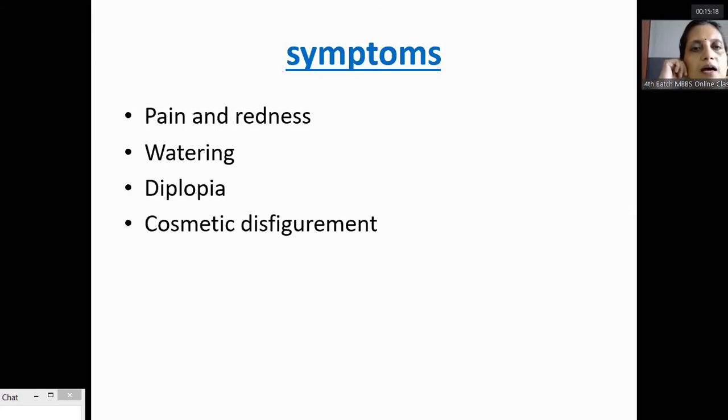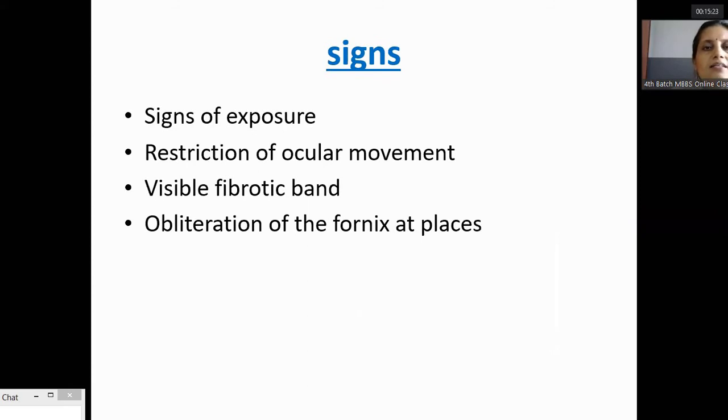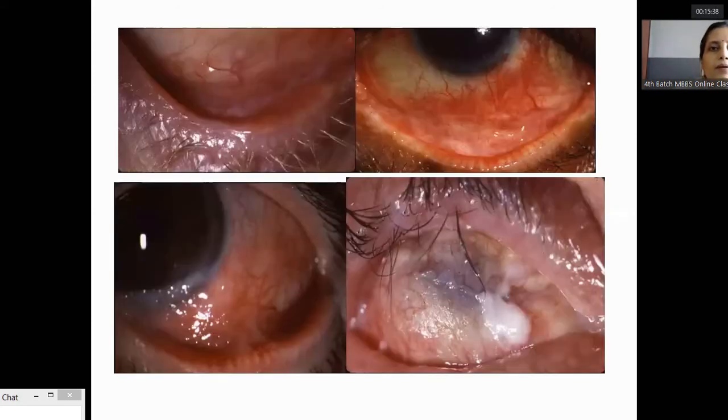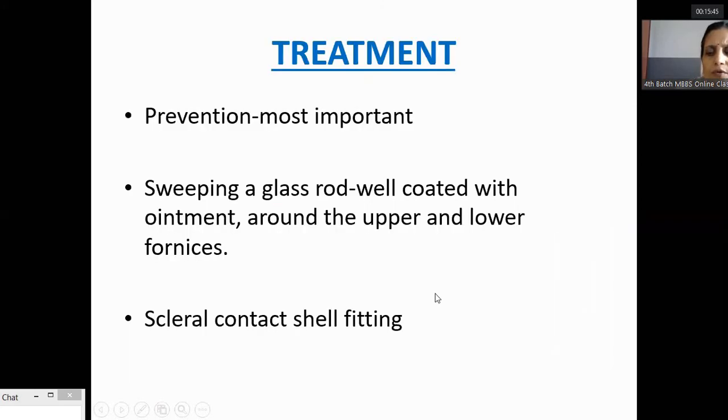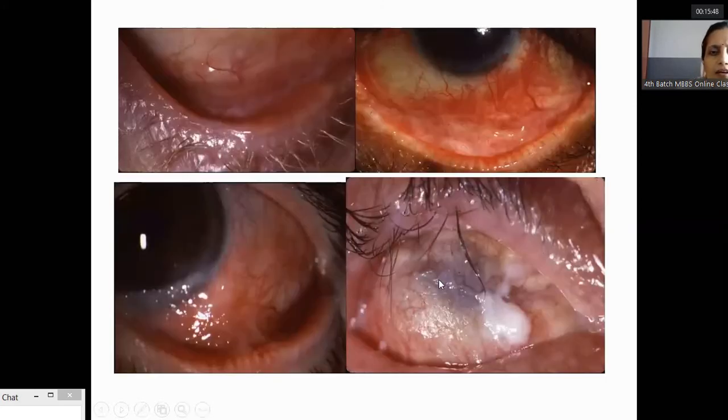Symptoms are pain and redness, watering, diplopia, and cosmetic disfigurement. Signs are signs of exposure and restriction of ocular movement. A visible fibrotic band is there, you can see it, and obliteration of the fornix also, you will not be able to see the fornix. Over here, see the symblepharon, the total globe is not seen. The cornea is not seen in this case. Over here, this part is involved, this part is free.